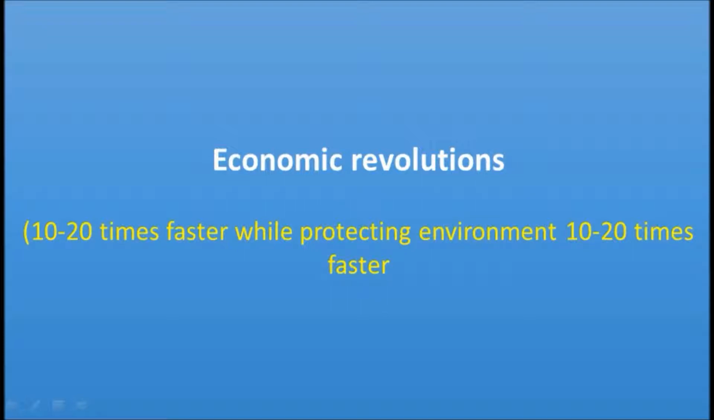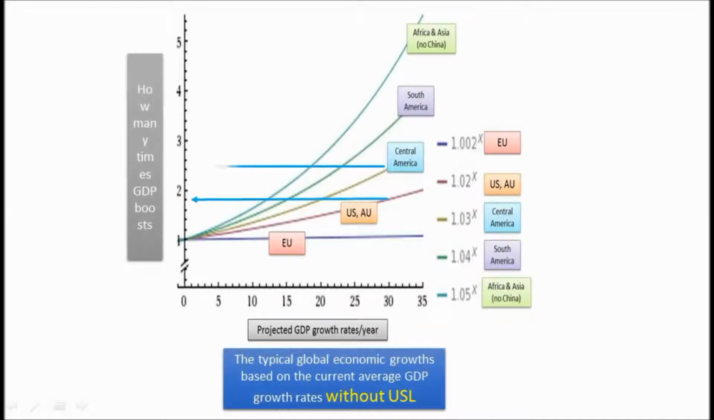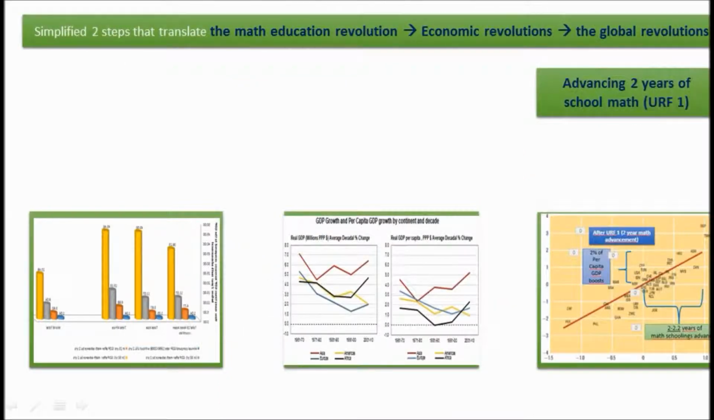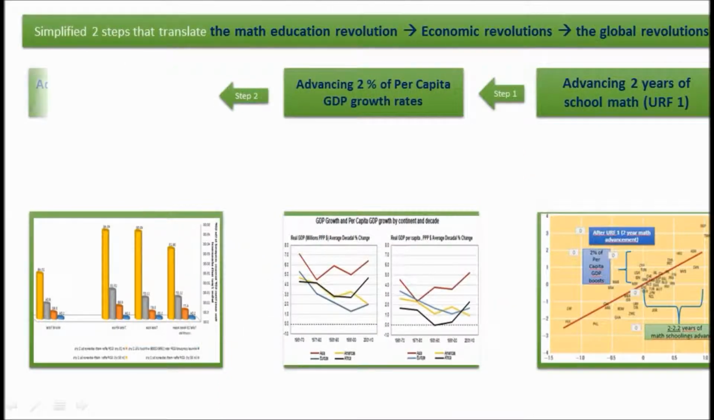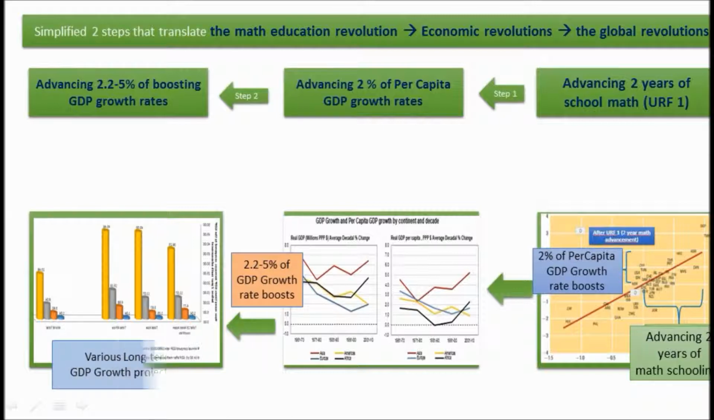So one of the examples I tried to demonstrate is globally, over the next 30 years, typically without USL, economic growth, GDP growth is something like that. The basic logic behind the mechanism is that 2 years of math education advancement is going to be translated to, on the mid part of the map, 2% per capita GDP growth, and on the left side of the map, this is going to be translated to 2.2 to 5% boosting of the GDP growth rate globally.